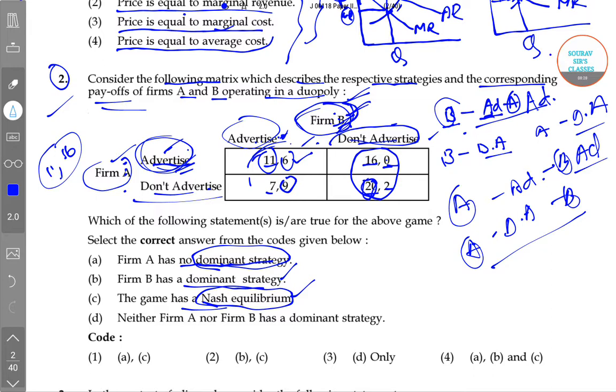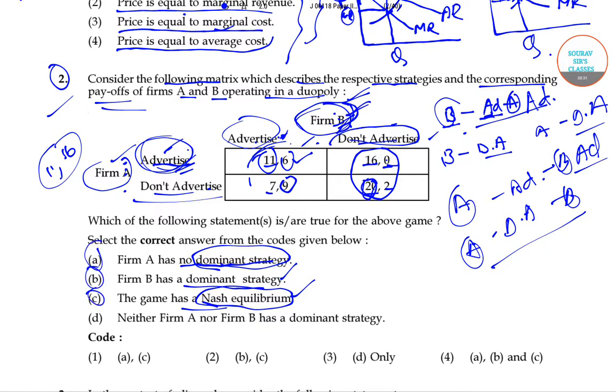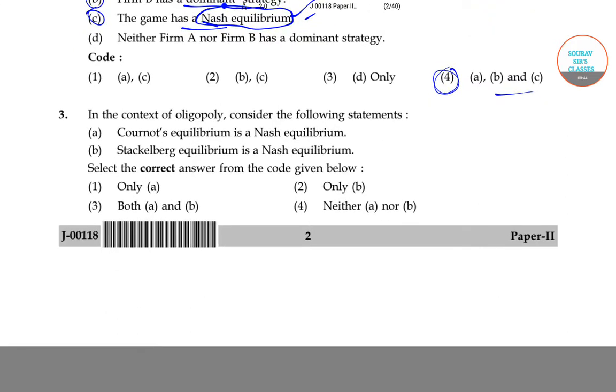So for this reason we would choose options A, B and C, all of them are right. So option 4 seems to be the right answer. That is, for question number 2, the right answer is option 4. Now we'll go to the next question, which is question number 3.